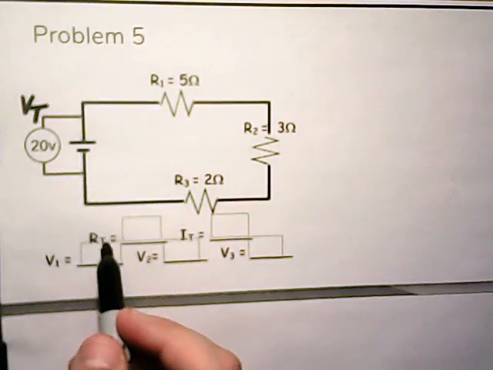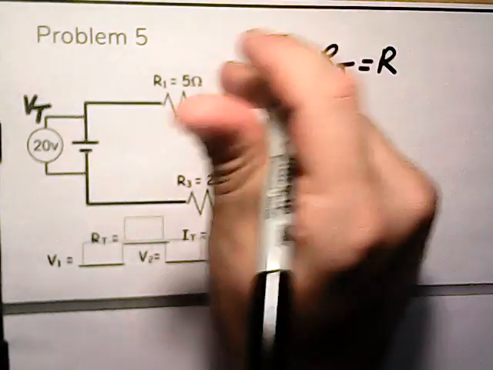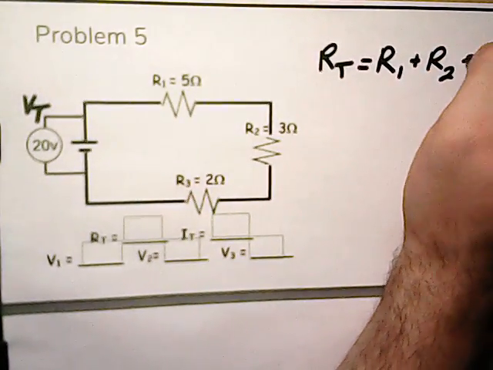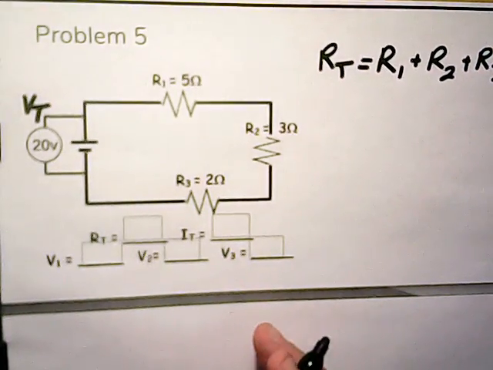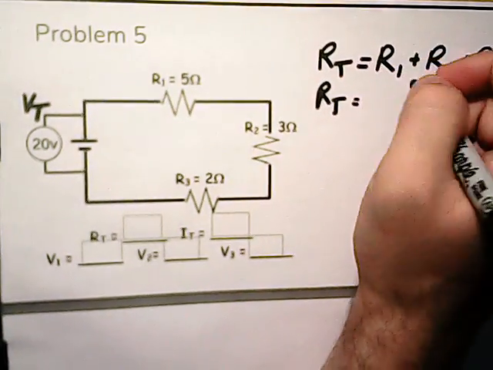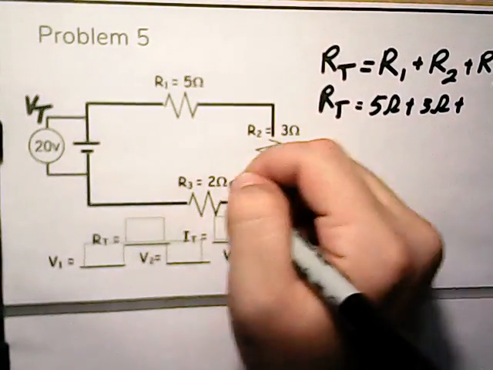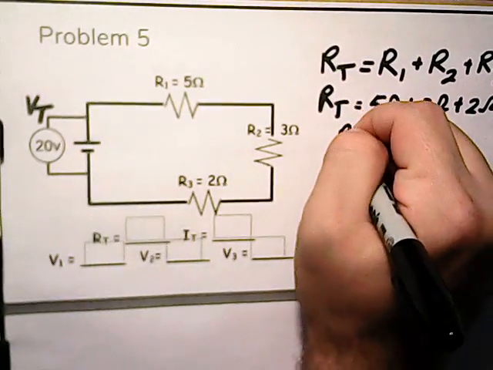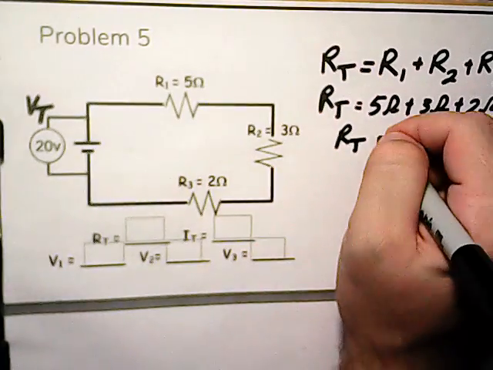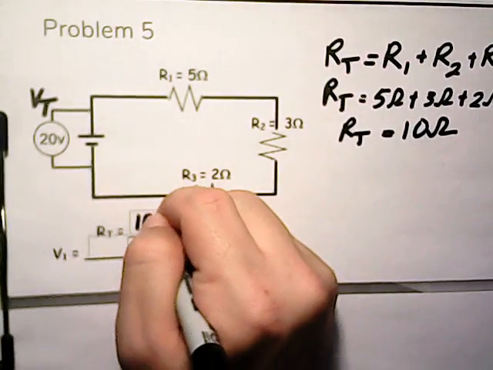So first, we're going to have to find the total resistance. RT is equal to R1 plus R2 plus R3. So we can plug in R1, R2, R3. So it's 5 ohms plus 3 ohms plus 2 ohms. So our total resistance, RT, is 5 plus 3 plus 2. So it's 5 plus 5 gives us 10. So 10 ohms is going to be our resistance.